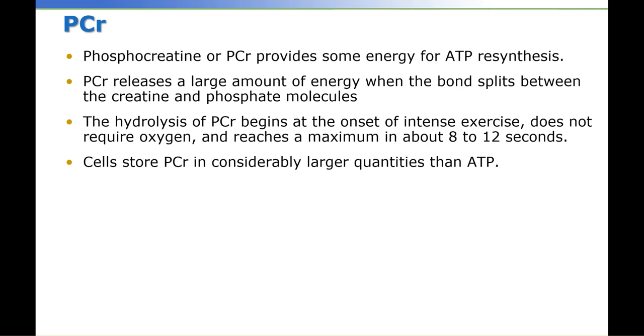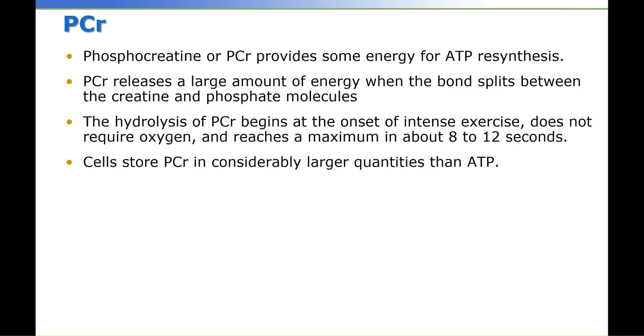Hydrolysis of PCR begins at the onset of intense exercise, doesn't require oxygen, and reaches max in about 8 to 12 seconds. So after the ATP system reaches its peak around 8 seconds, the energy system that we are using in our body transfers over to the PCR energy system, which is about 8 to 12 seconds. So that would be almost like a 100-meter run.